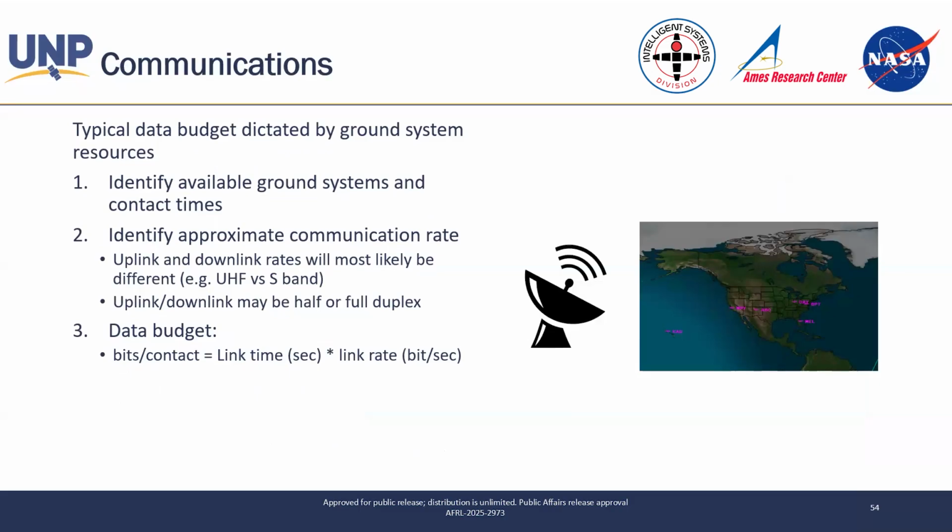Typically, your data budget is dictated by communications with your ground system. If you don't have a ubiquitous ground system, or the ability to communicate all the time with it, that's going to affect your data budget. You're going to need essentially more storage, depending on what you're doing. And the third bullet here is bits per contact, which is your link time times your link rate. That's really what you want to think about there.